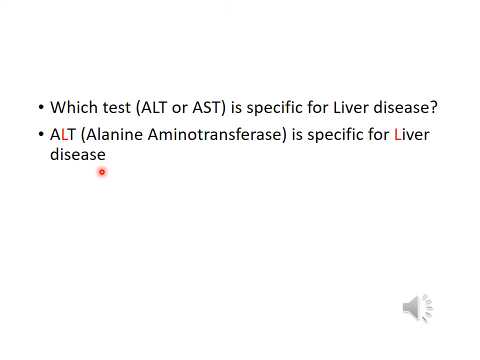We discussed two enzymes, ALT and AST. Both are found in liver, but AST is also found in cardiac muscle, skeletal muscle and RBC. Which test do you think, ALT or AST, is specific for liver disease? The answer is ALT. If ALT is high, we are sure it is liver disease. How to remember? ALT has an L and liver has an L. If AST is high, it can be a disease in liver or cardiac muscle or skeletal muscle. To confirm where it is, we will do ALT.